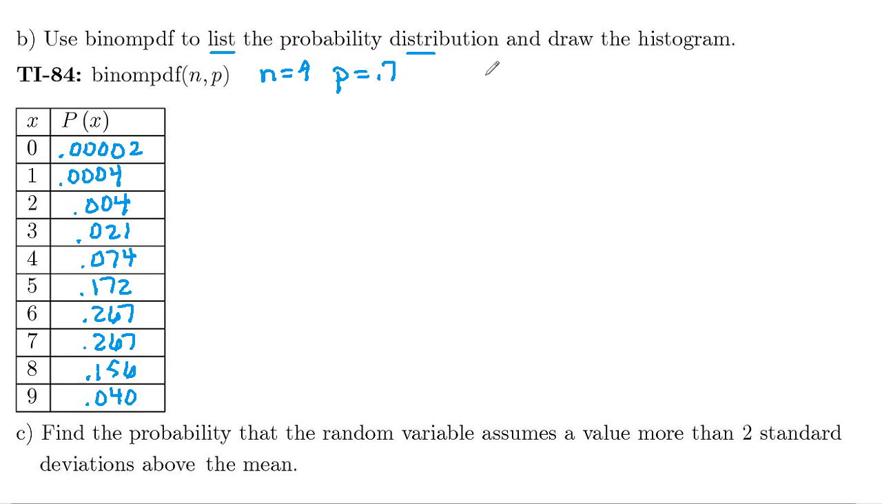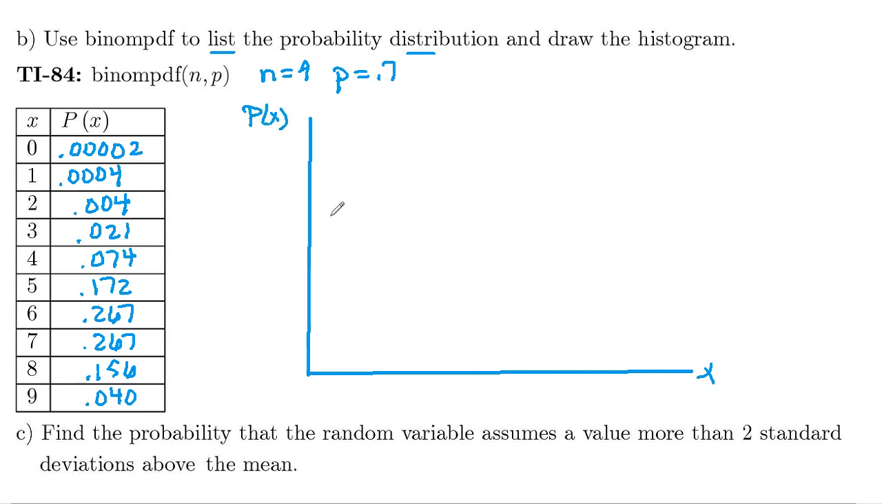And then we're drawing the histogram here. So you're going to do a vertical axis, which is going to be your probability of x. That goes up to a high of 0.267. Your horizontal axis here is x. So we've got x here versus probability of x. And then our x values go from 0 up to 9.